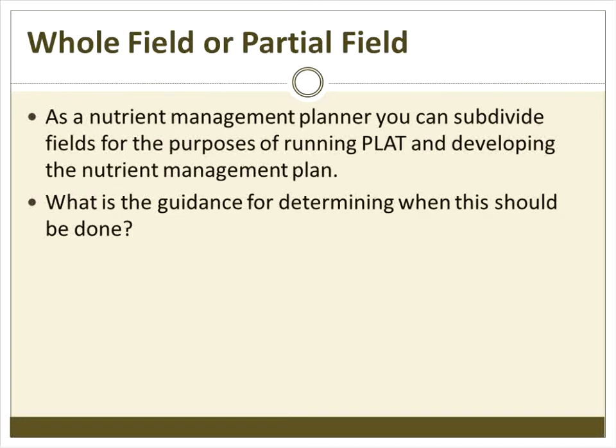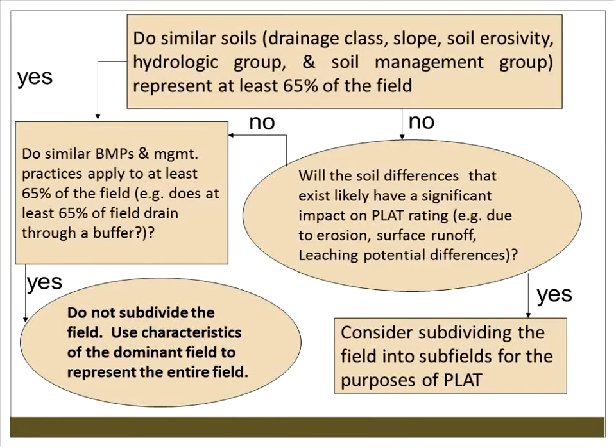You have the right to make this decision of subdividing fields. Keep in mind, however, that most fields in North Carolina, the average field size is 8 to 10 acres. You're going to have to talk to the producers to find out whether they're really willing to manage their fields differently. And if they are, then there's some guidance you can use about how to divide your fields. So this would be true not only for conducting your PLAT analysis, but also your nutrient management plan.